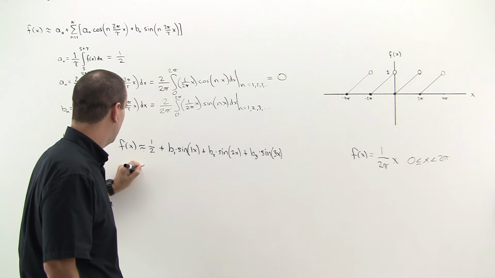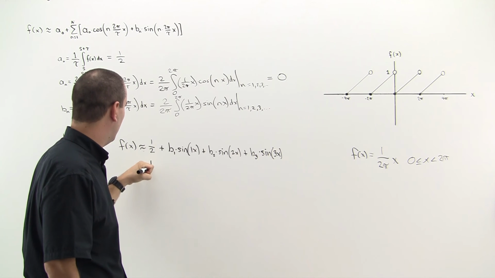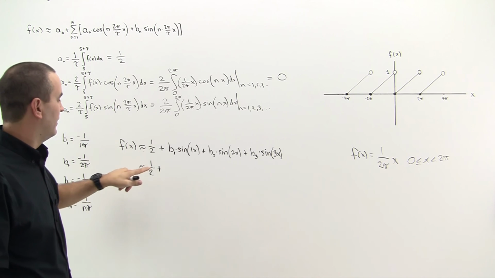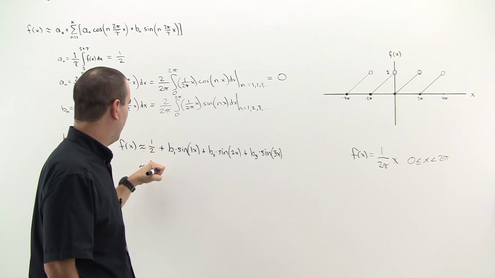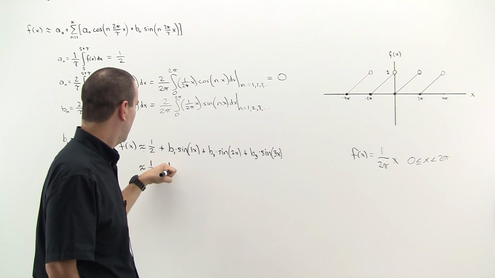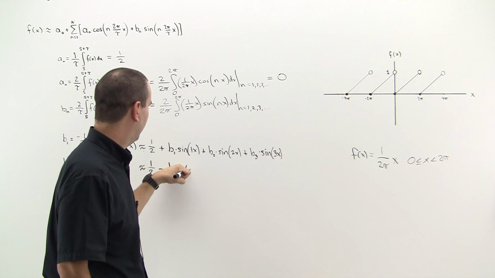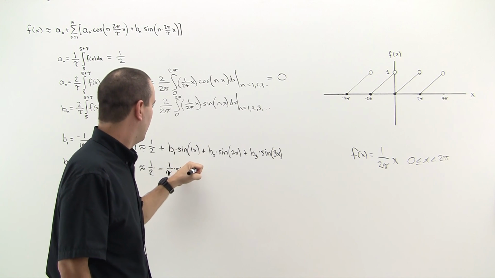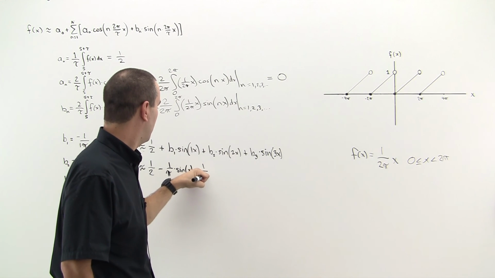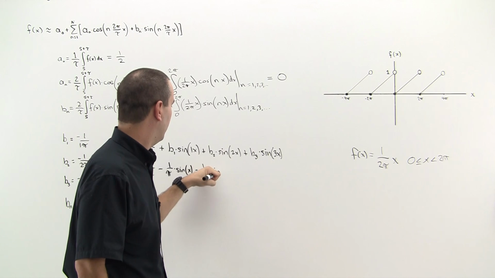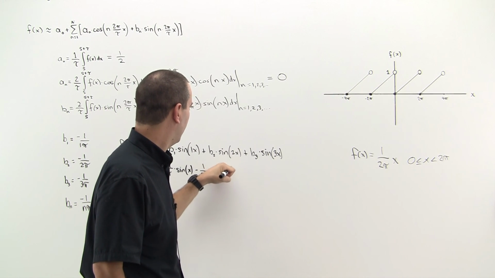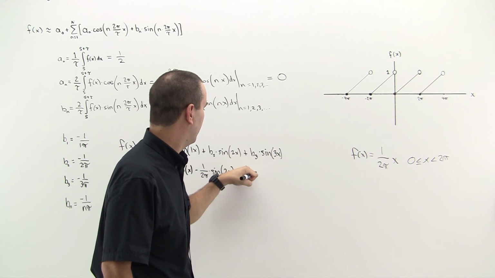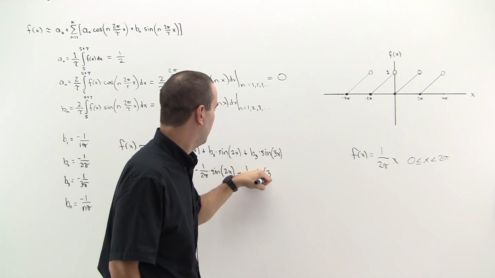Okay, so this is equal to, substituting the values in, 1/2 plus, B1 is negative 1 over pi. Okay, so we won't put the plus, we'll just put minus 1 over pi times the sine of 1x, which is the sine of x. And then it's minus again 1 over 2 pi times the sine of 2x. And you see where this is going, minus 1 over 3 pi times the sine of 3x.